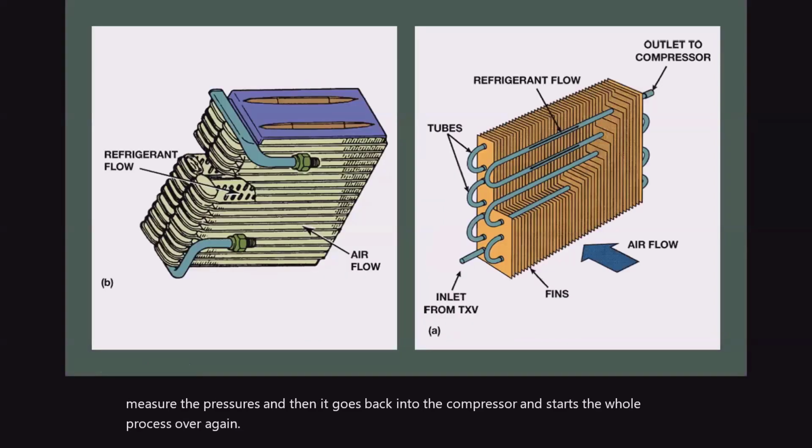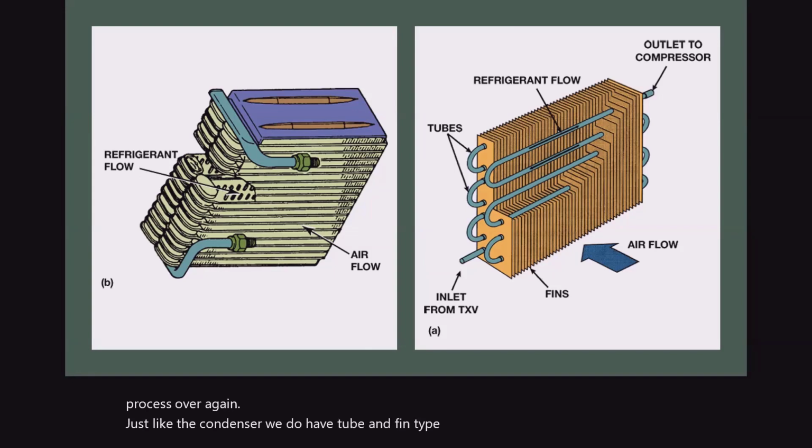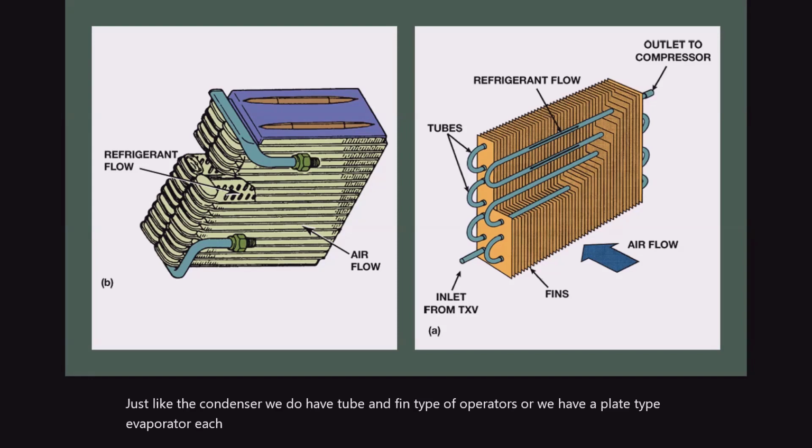Just like the condenser, we do have tube and fin type evaporators, or we have a plate type evaporator. Each has large contact areas for the heat to be absorbed, and then it will actually come in contact with the refrigerant and transfer that heat out.